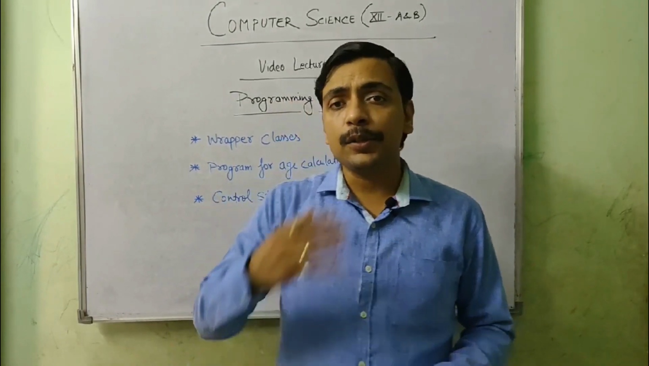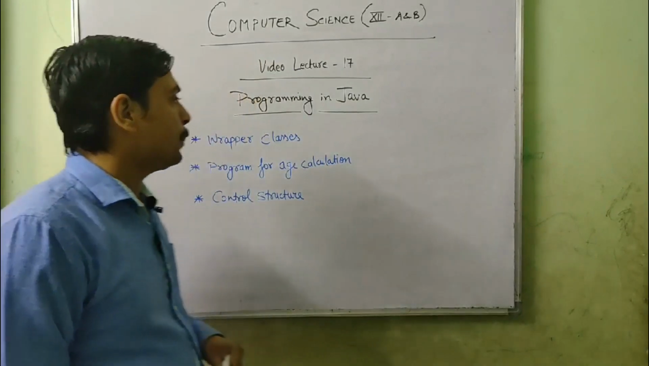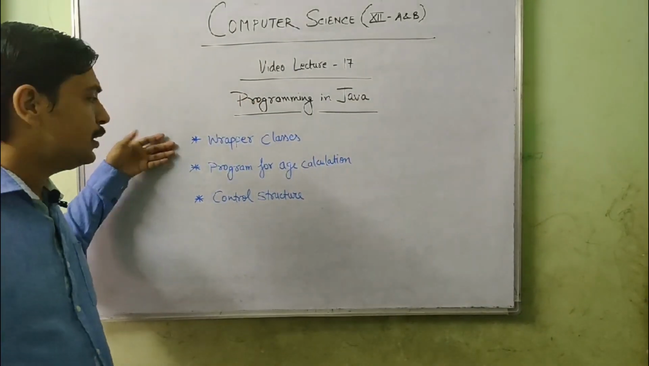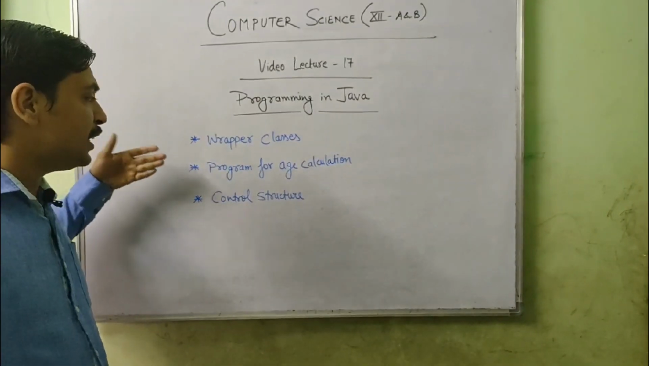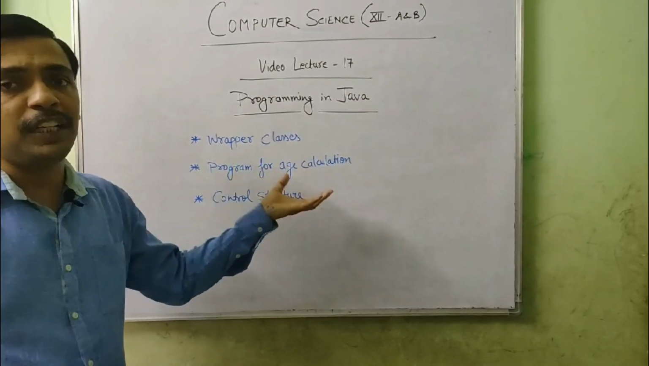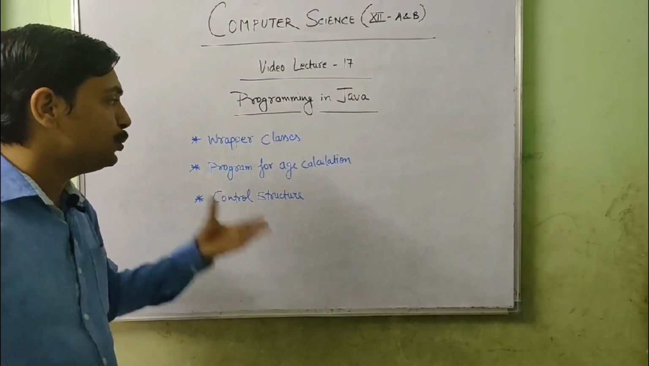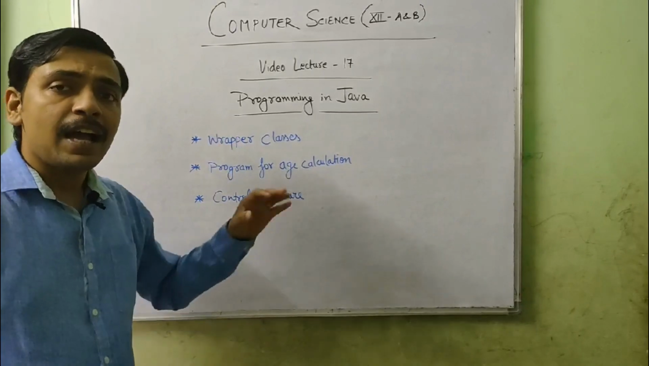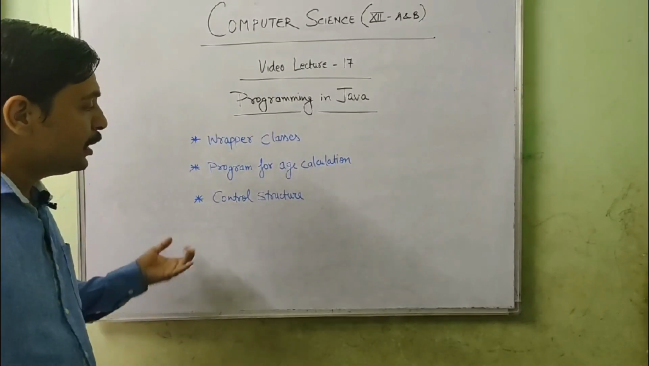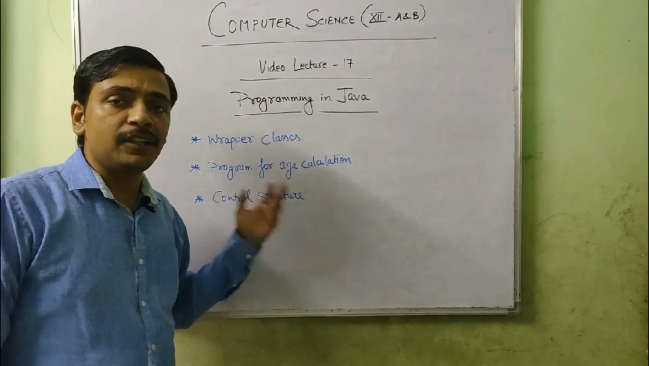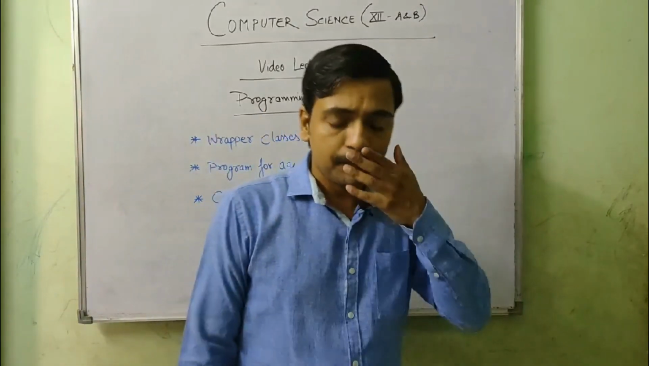Today we are going to talk on three important topics, like wrapper classes. We are also going to see an example of a program for age calculation where we will use the concept of wrapper classes and of course string tokenizer, and finally we will see various control structures available in programming.